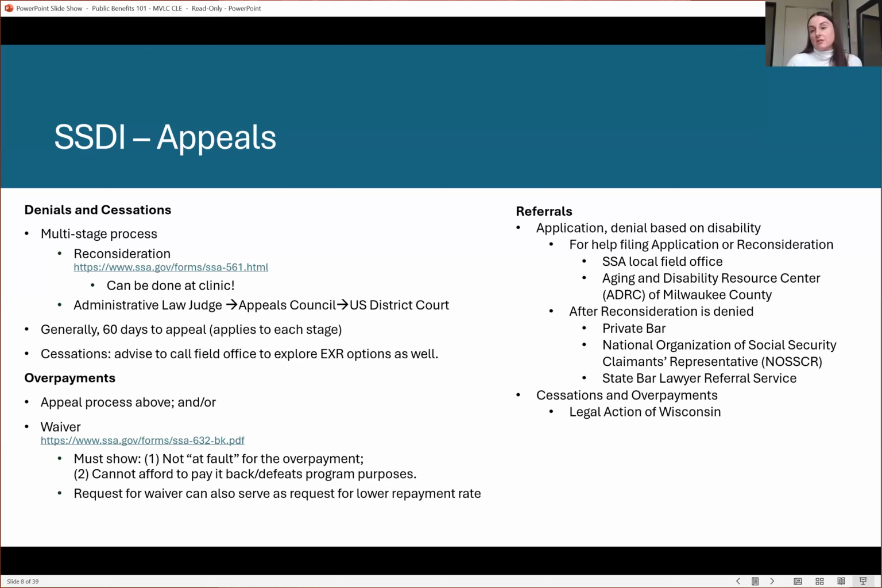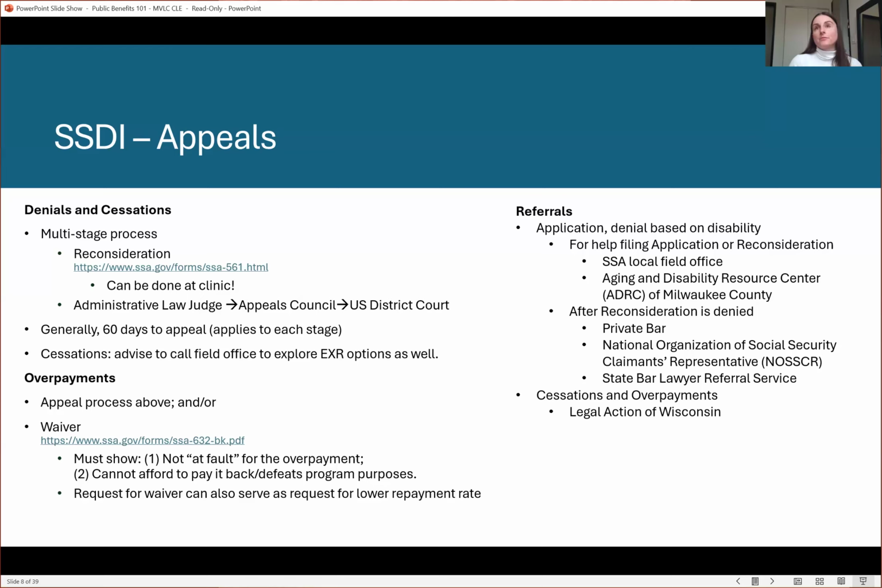For cessations, I note it's important to have a client reach out to their local field office or to one of the referrals, I guess, to determine if they're eligible for expedited reinstatement to get them back on benefits quicker than the appeals process would be. The overpayment appeals are the same, reconsideration, etc. But there's also a waiver option.